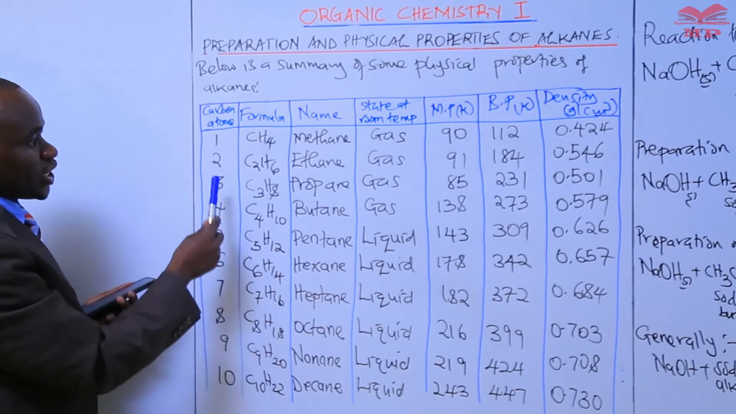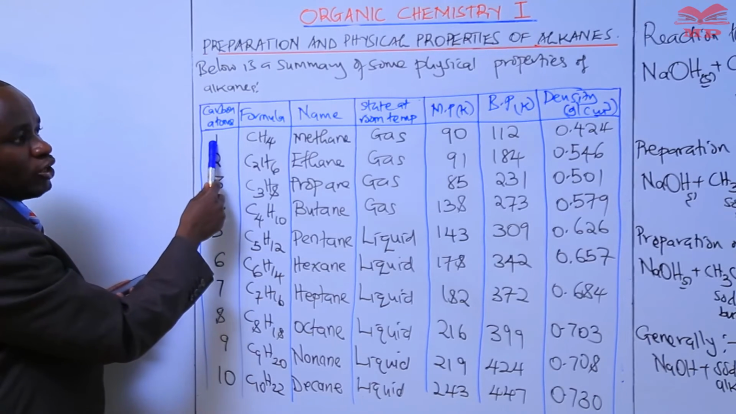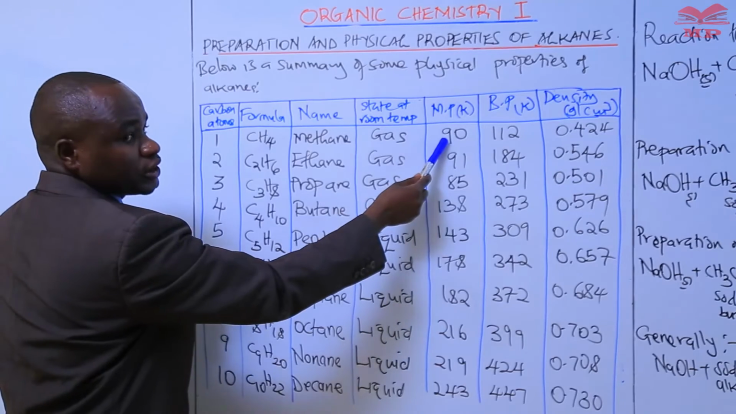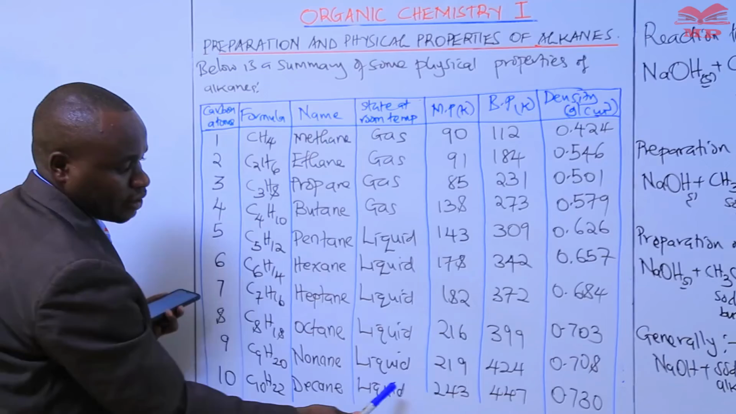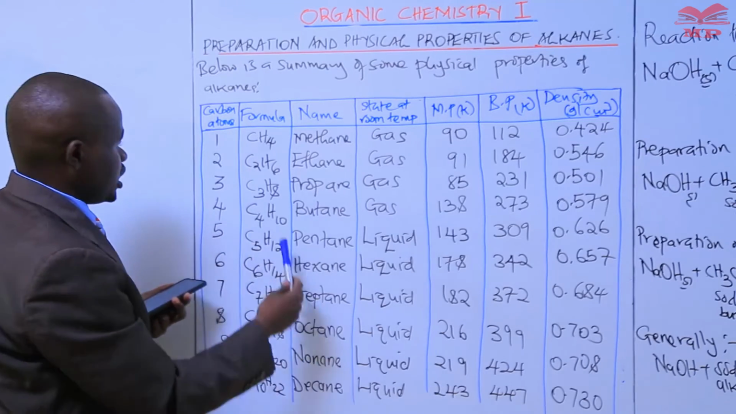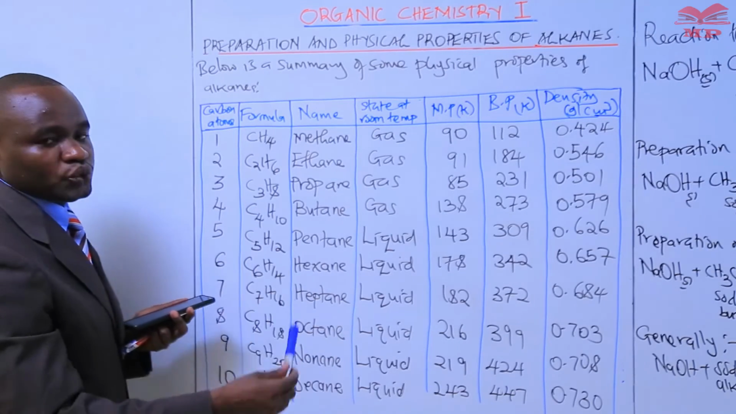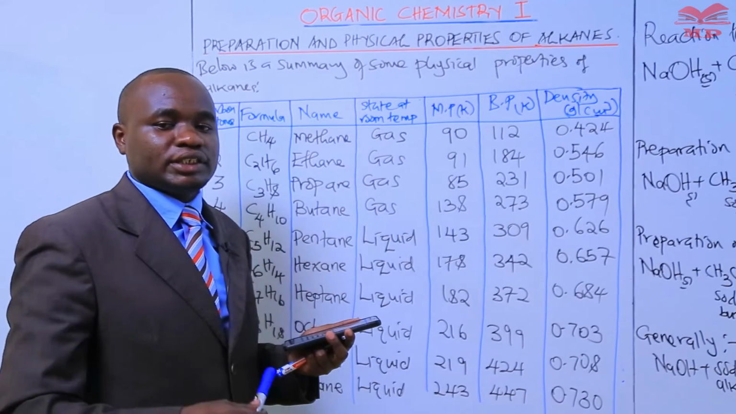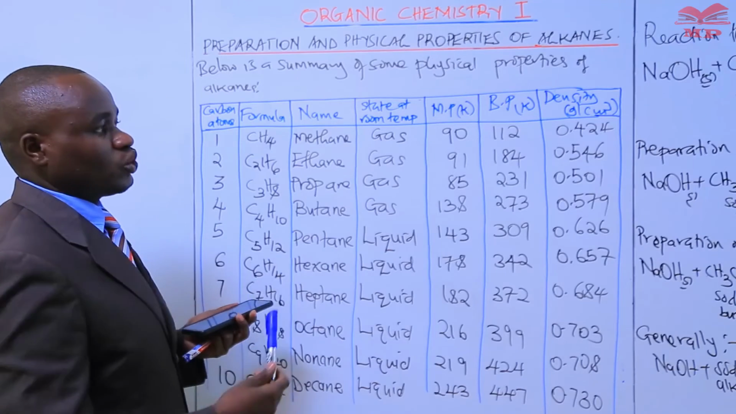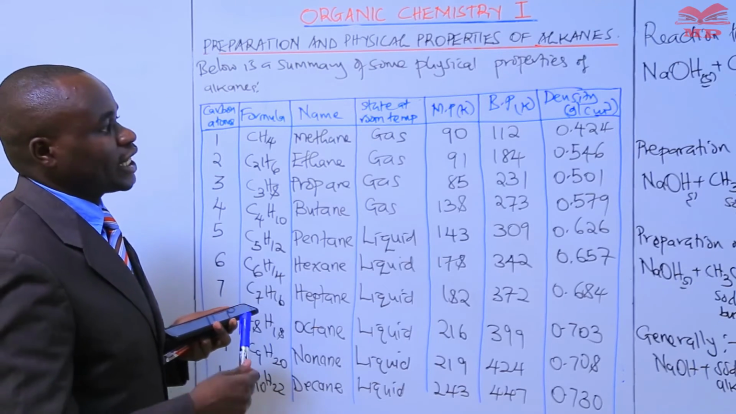So that alkane with one carbon atom will have a lower melting point than alkane with 10 carbon atoms, which will have a higher melting point. So the number of carbon atoms results into an increase in molecular mass, and that will make that particular alkane to have a higher melting and boiling point.